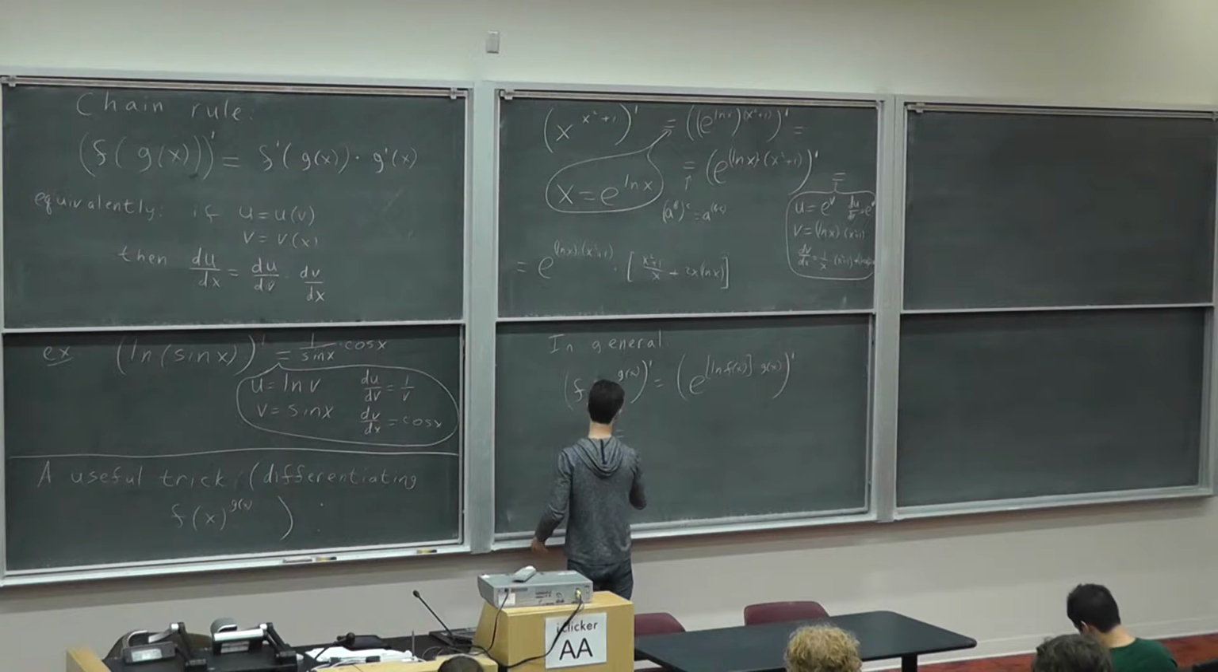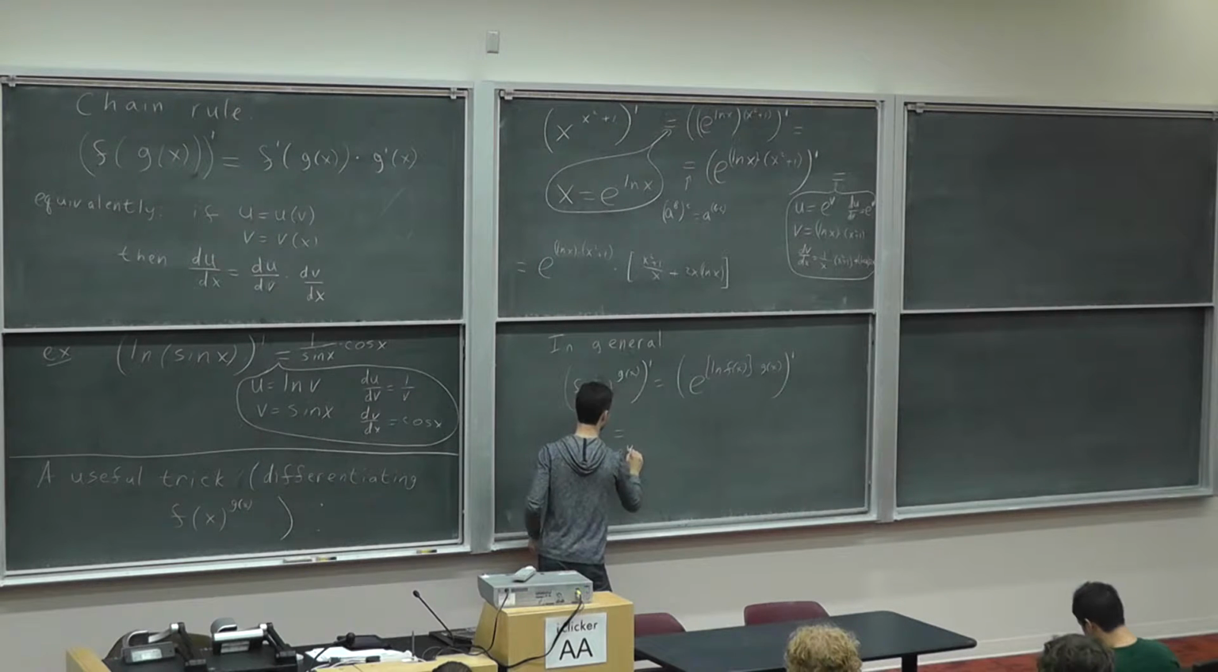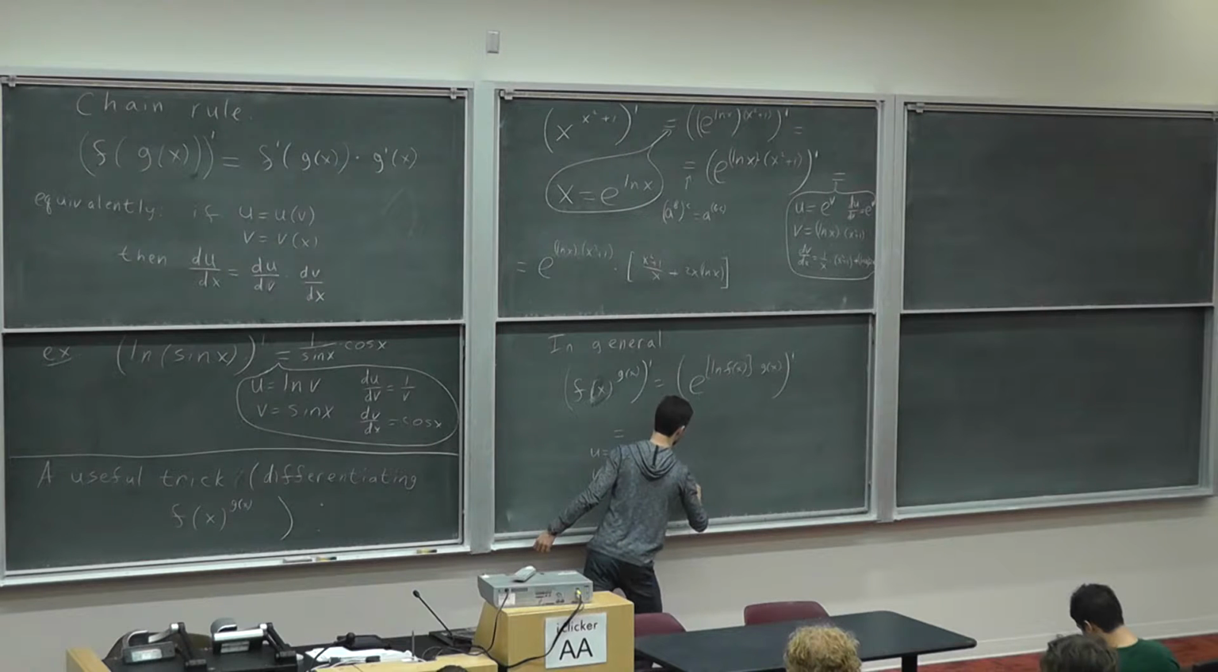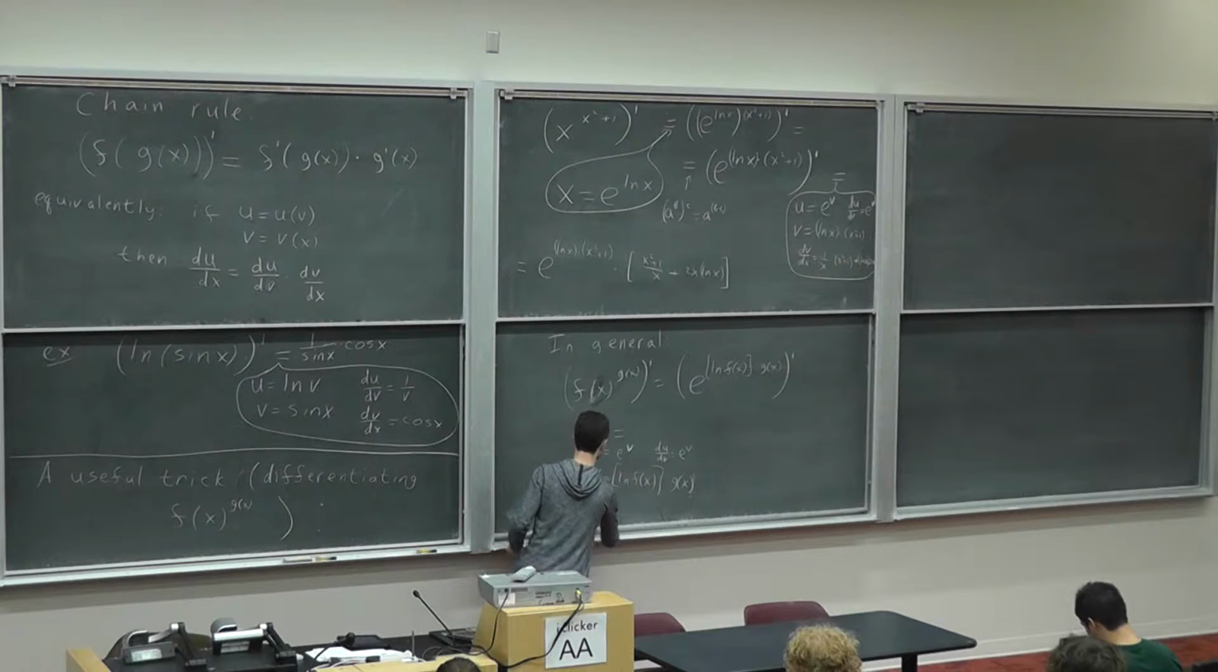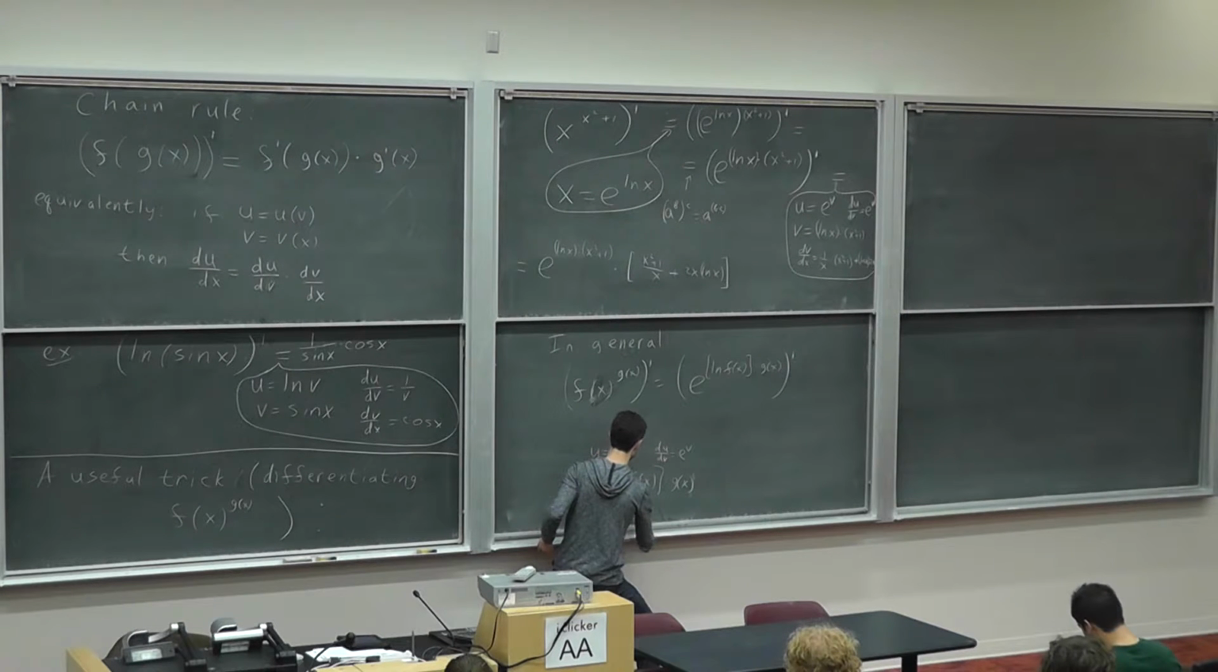Choose u to be e to the power v, v to be ln f times g. Compute du by dv. That's e to the power v. dv by dx: you have to apply the product rule, so it's ln of f of x times g of x.